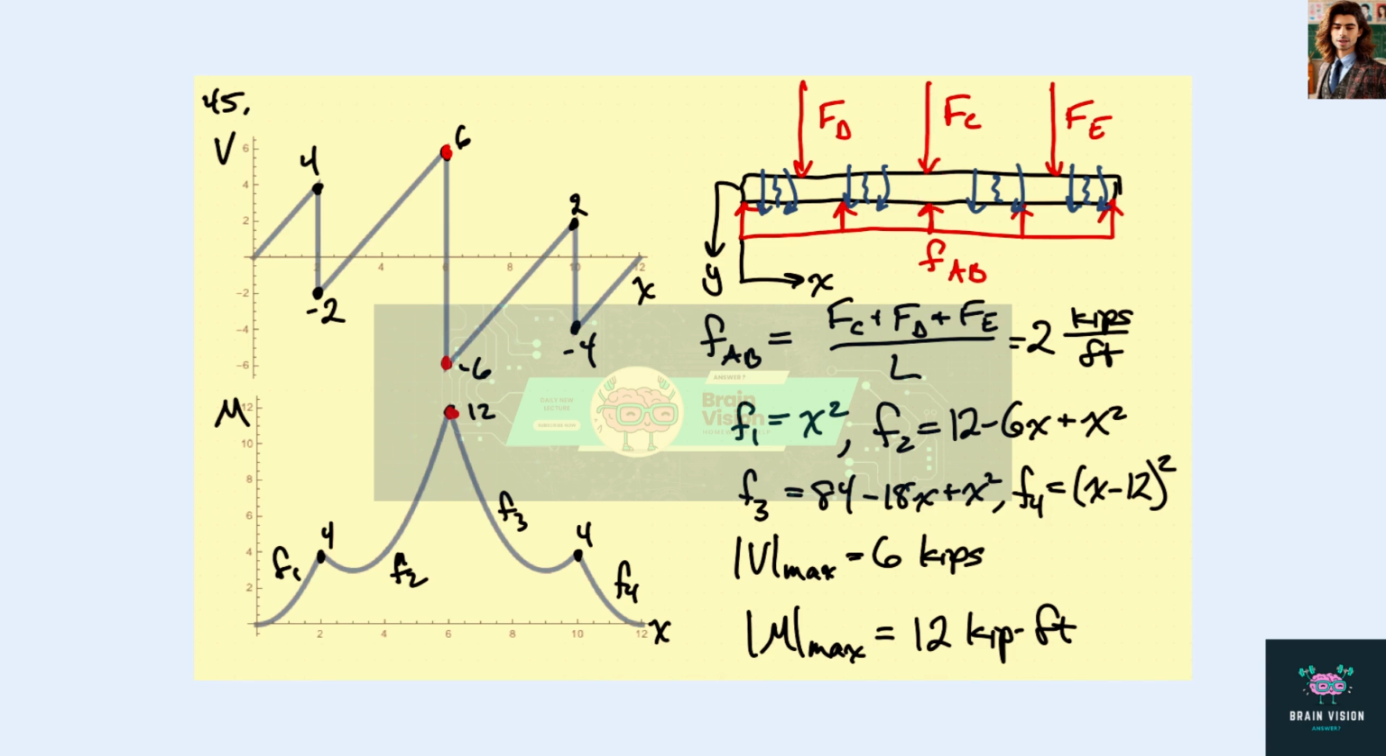So for the bending moments, we again have quadratic functions in each of these regions, and I wrote those out here. Again, basically integrating these curves, and then we have to have continuity here. So we have x squared here, and then 12 minus 6x plus x squared here. We're always going to have x squared because this had a slope of 2, so when we integrate that, we're going to get x squared.